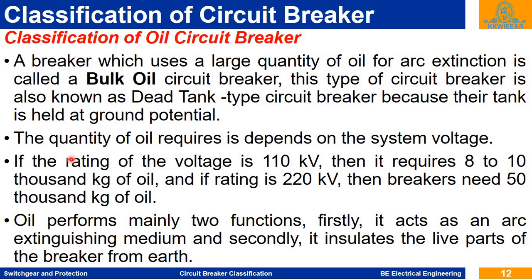In this oil circuit breaker, the oil is used as the arc extinguishing medium, and it is also used as an insulator to insulate the live parts of the circuit breaker from the earth, like in a transformer. In the transformer, the windings are insulated from the tank. So the oil serves two purposes: arc extinction and insulation of live parts.